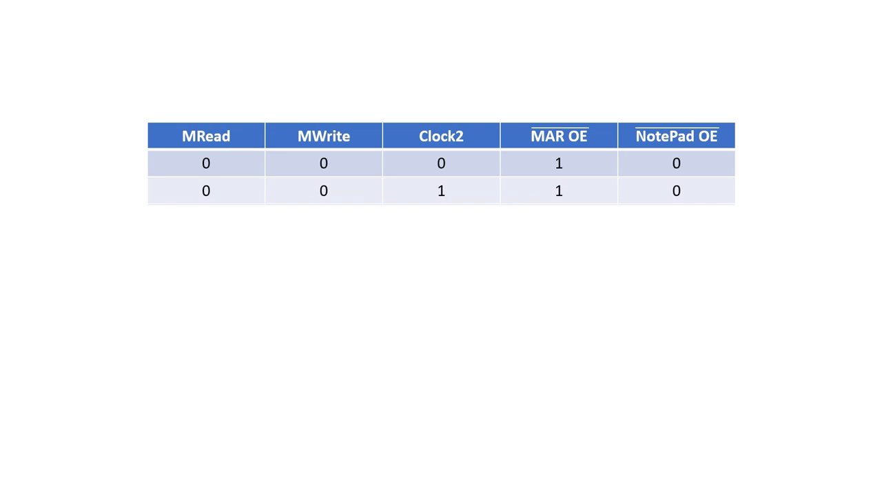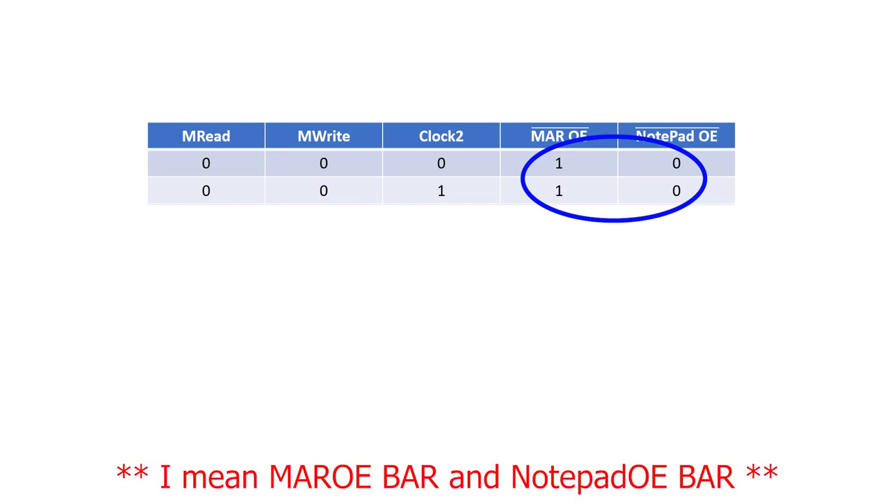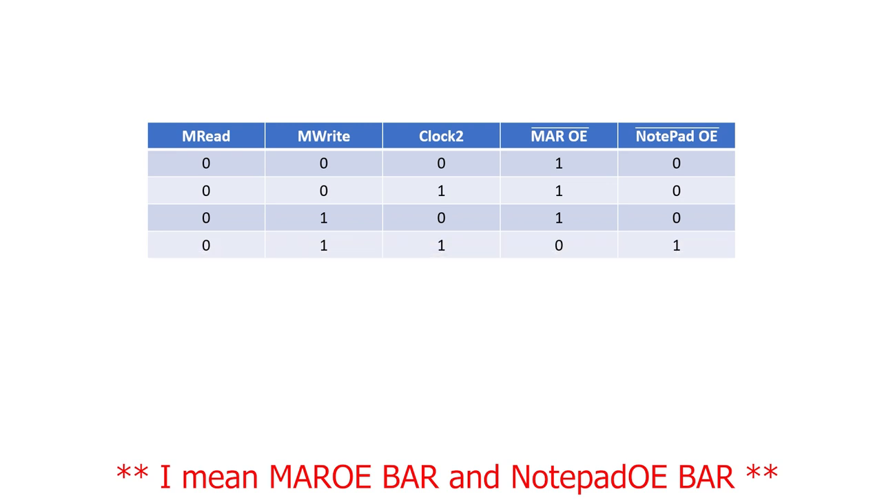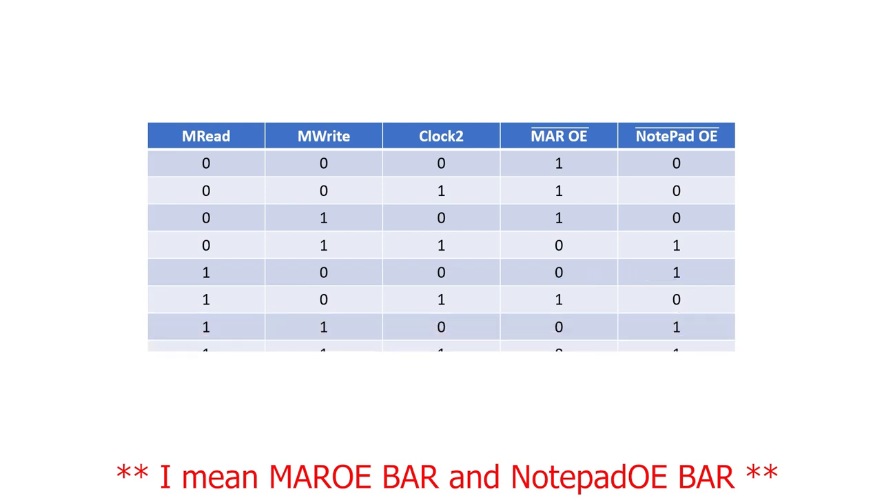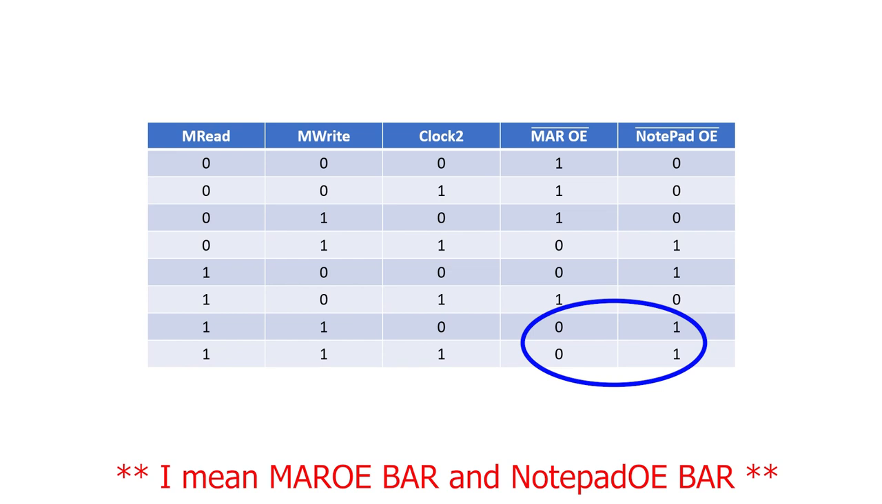When mRead and mWrite are both low, it means you want to be using a notepad variable, so notepad OE should be low, and MarOE should be high. When mWrite's set, we want to use the notepad pointer during the read cycle, and we want to use the memory address register during the write cycle. When mRead's high, we want to use the memory address register during the read cycle while clock 2's low, but we want to use the notepad pointer for the write cycle when clock 2's high. When both mRead and mWrite are high, then we want to use the memory address register for both cycles.